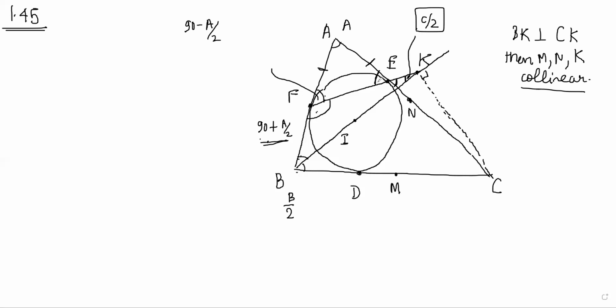We have found out this angle is 90 minus A by 2. This angle is the small angle. KEC is 90 minus A by 2, right? This is C by 2.